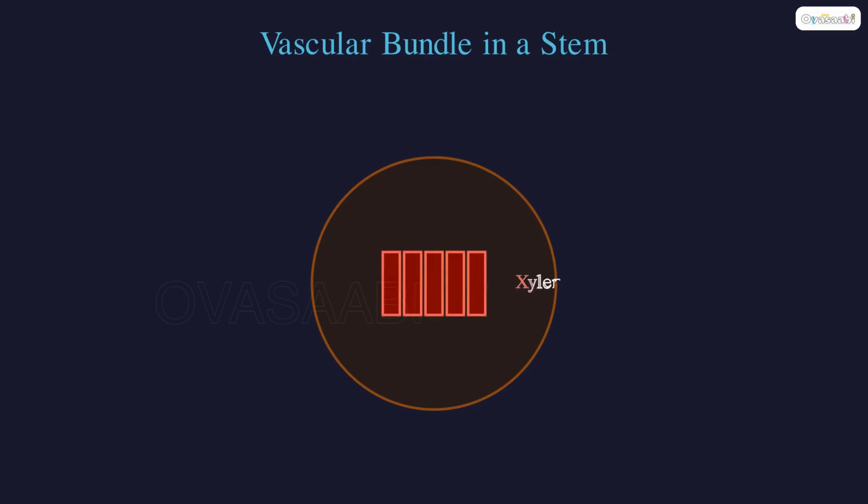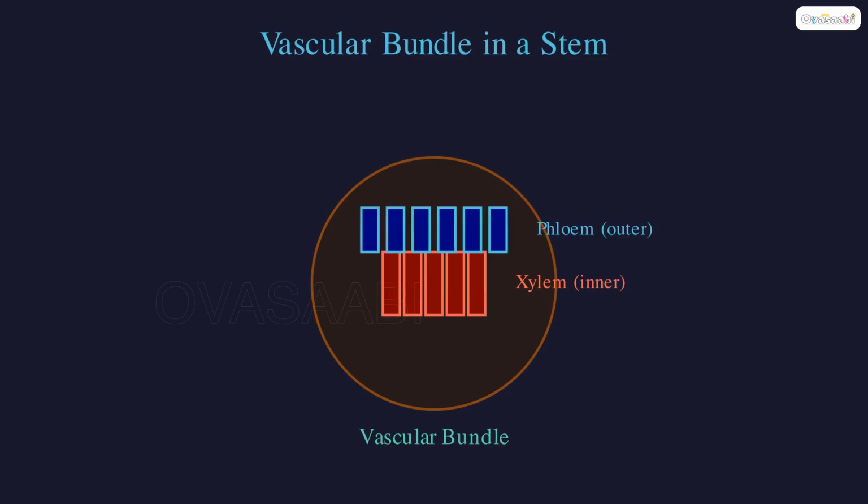Inside every stem, xylem sits towards the center while phloem lies outside. Together they form the vascular bundle, the plant's transport highway.